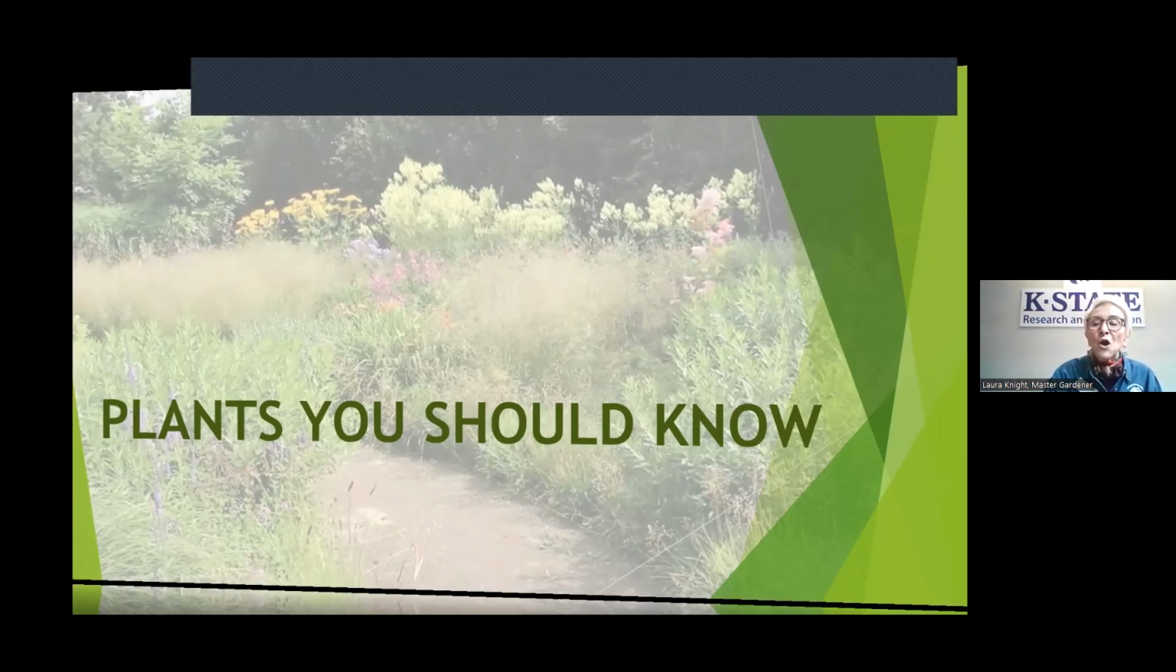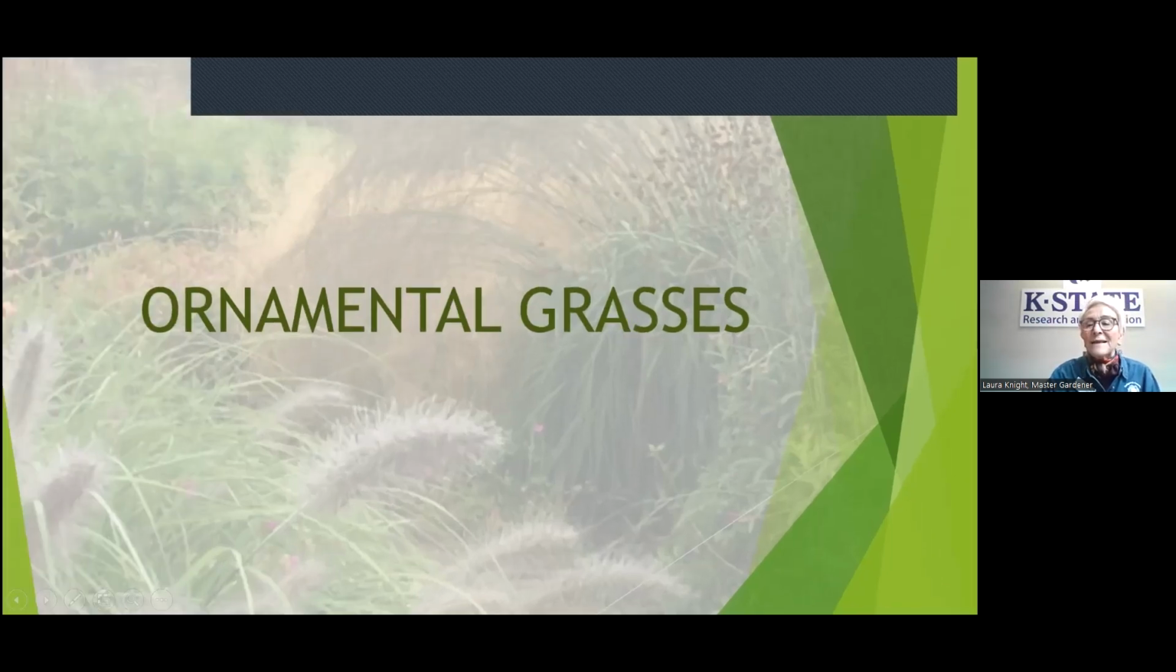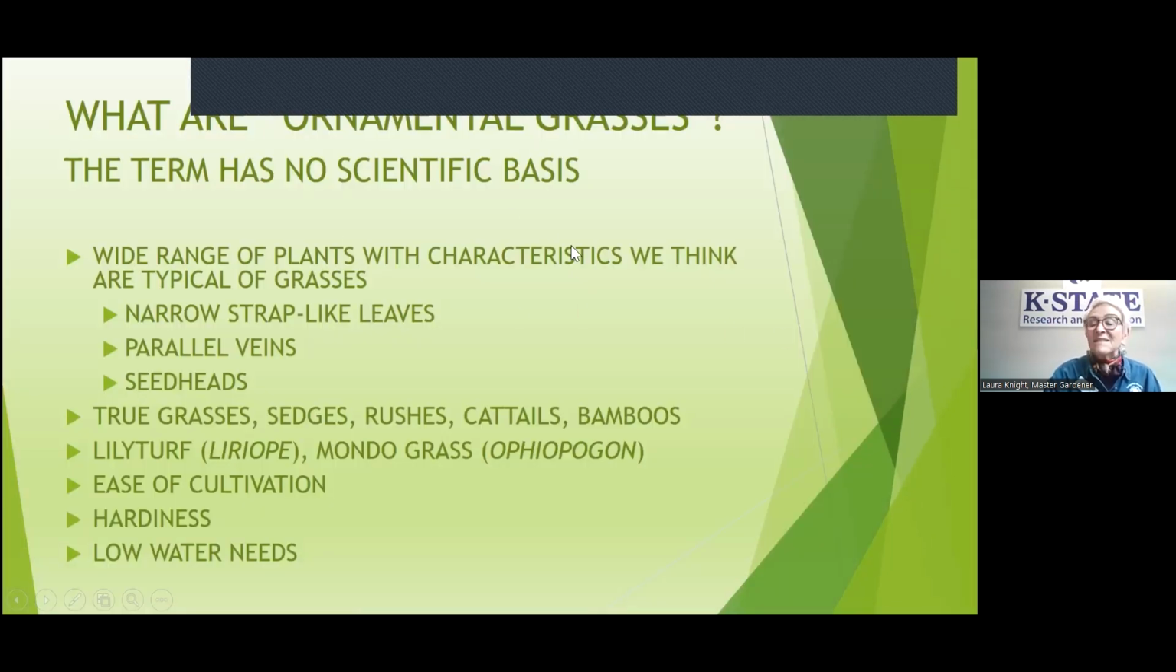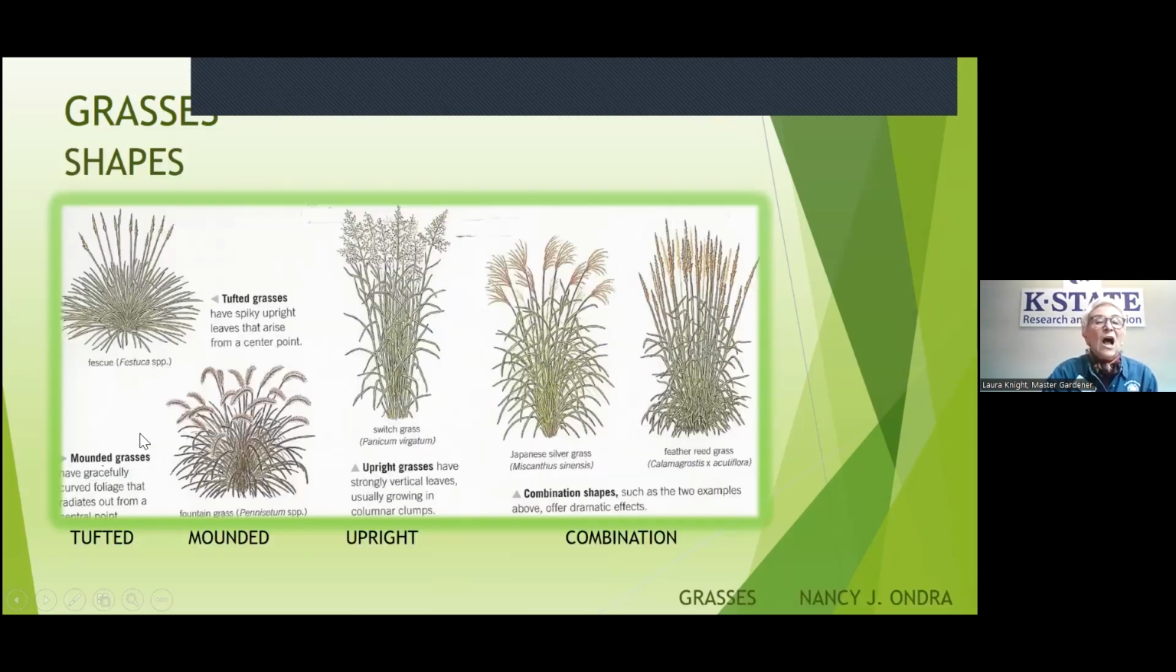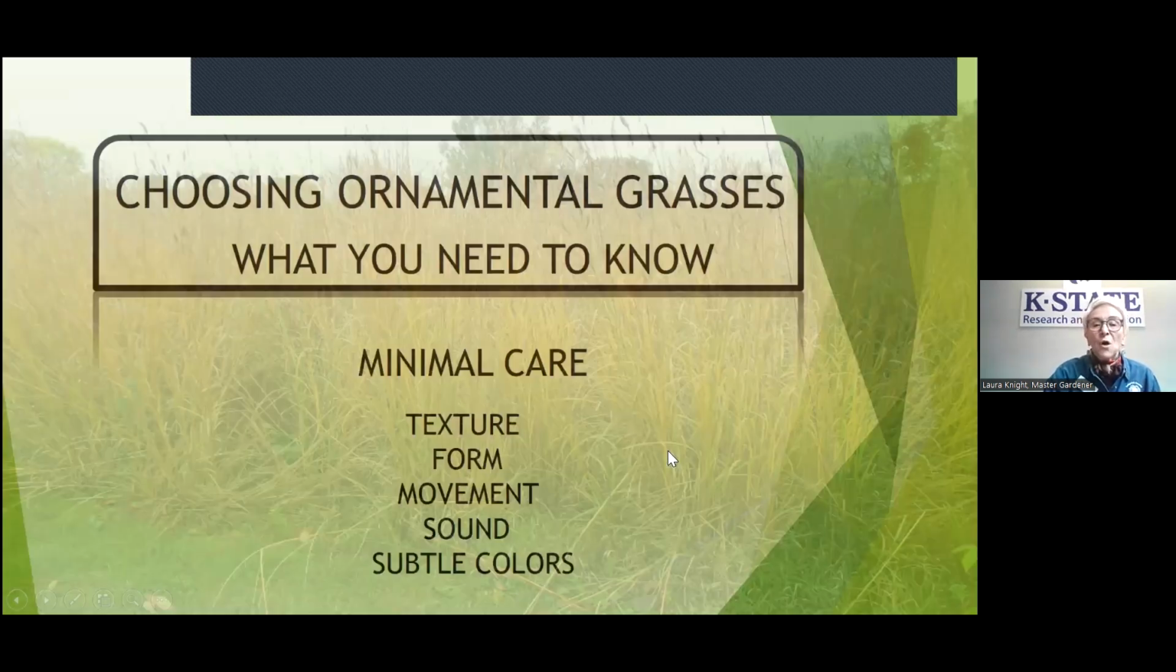Plants that you should know, ornamental grasses, and that name means nothing scientifically, but they all have narrow strap-like leaves, parallel veins, and seed heads. And we're not that interested in this, but we are interested in the shapes of grasses. Are they tufted? Are they mounded? Are they upright, or are they mixed? This is what you want to know.